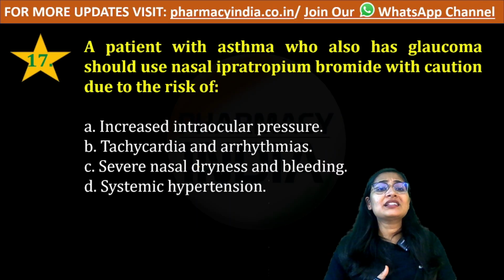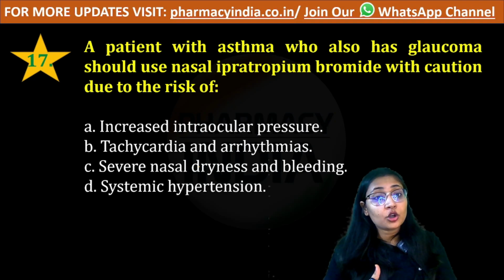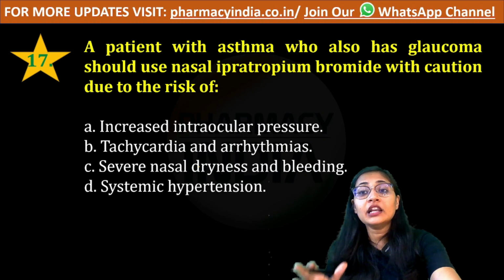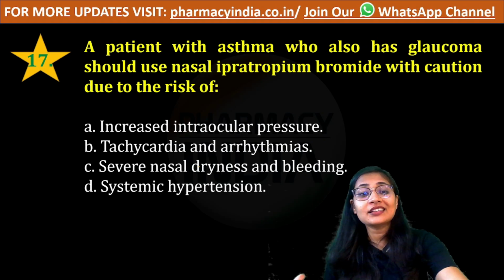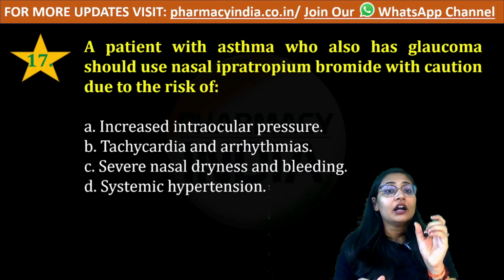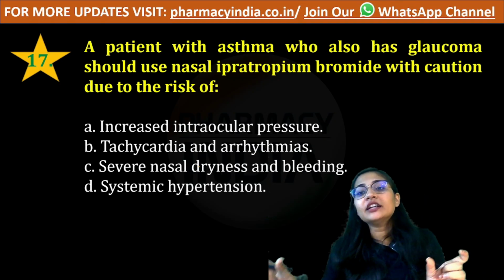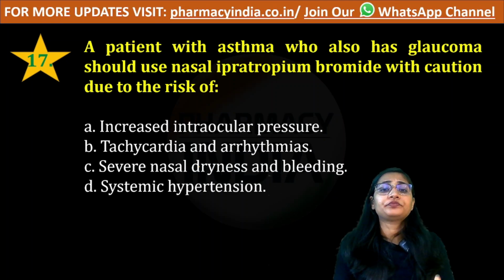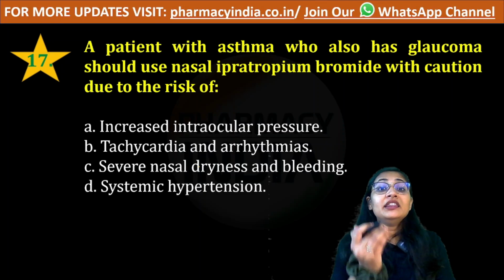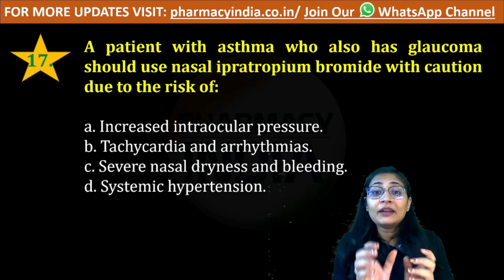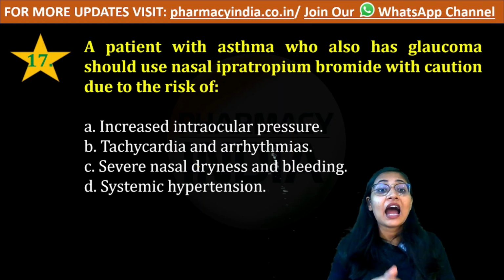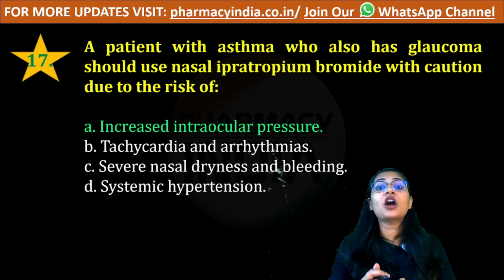Now, question number 17. Patients with asthma who also have glaucoma should use nasal ipratropium with caution due to the risk of. See, the question asks that if a patient has asthma as well as glaucoma, both diseases are there in a patient. So if we are giving nasal ipratropium to this patient, one precaution should be taken. We should give it with care because the person has a high risk of increased intraocular pressure.